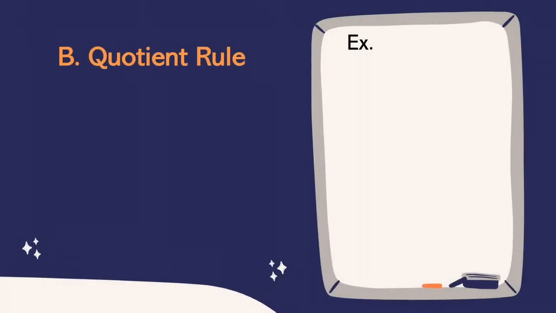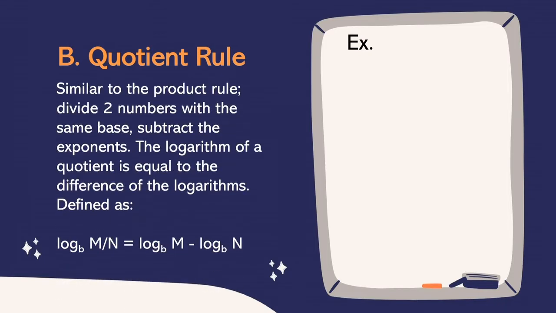Next, we have the quotient rule. Similar to the product rule, divide two numbers with the same base. Subtract the exponents. The logarithm of a quotient is equal to the difference of the logarithms, defined as the logarithm of m over n to the base of b is equal to the logarithm of m to the base of b minus the logarithm of n to the base of b.